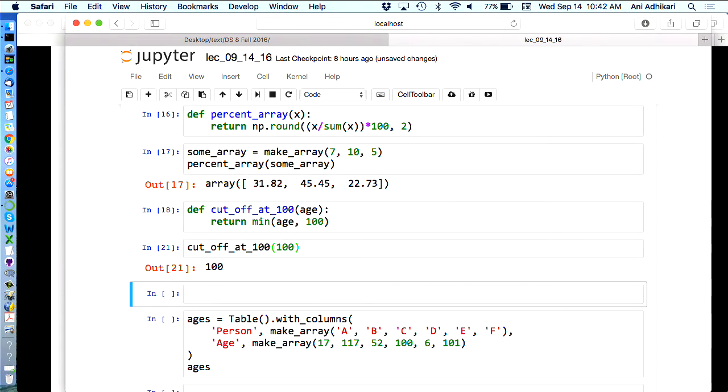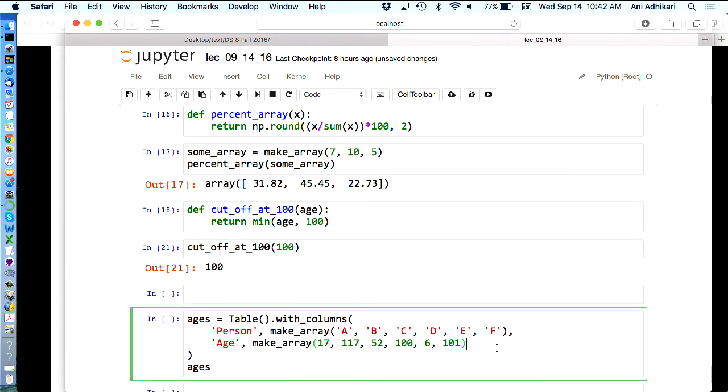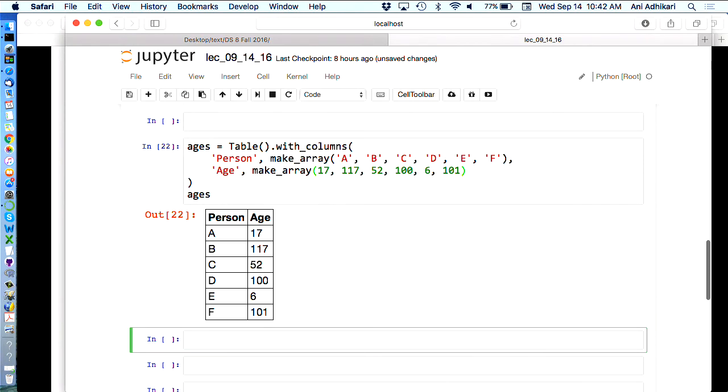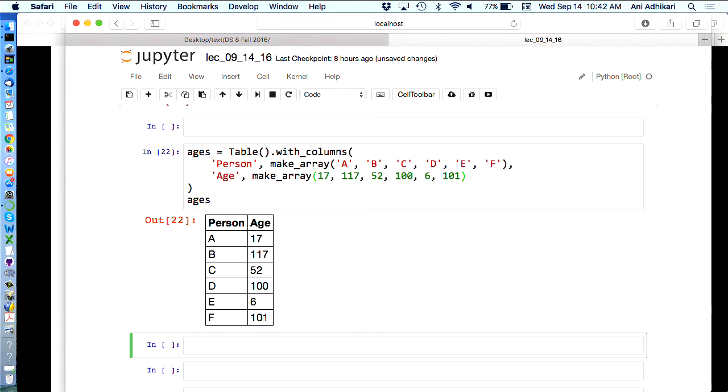So now what I'd like to do is pretend I'm the census. I don't just have one number. I have 300 million numbers, one for the age of every person in the United States, and I'm going to pretend that the United States has just 6 people in it and that the people are called A through F, and those are their ages. What I'd love to do is apply this function to that column. But this function, what does it take as its argument?